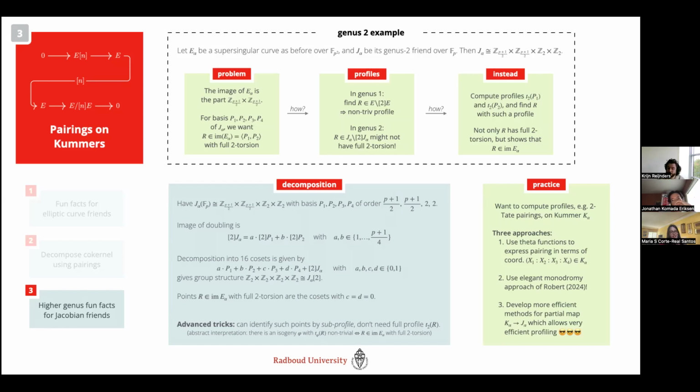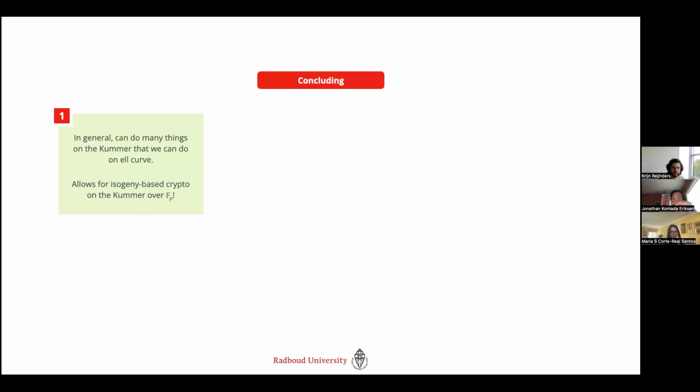So in the end, what we do is we use this map to sample points and very quickly compute a profile, and then we find points with the right profiles in order to compress our points R, or to decompress our points R. Now, I know that this is a bit of an overload of information, probably, and we hope to have the paper out sooner rather than later, so that you can actually read these things in more detail. So for now, I will conclude by just saying that in general, we can do much more on the Kummer. Quite a lot of the things that we were doing on the elliptic curve we can do on the Kummer.